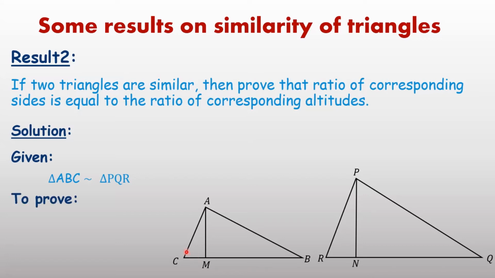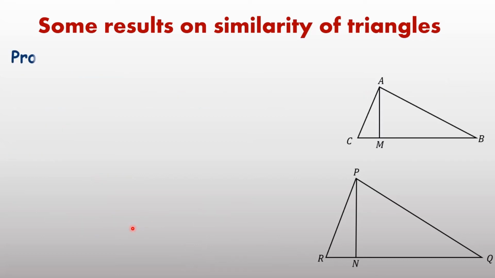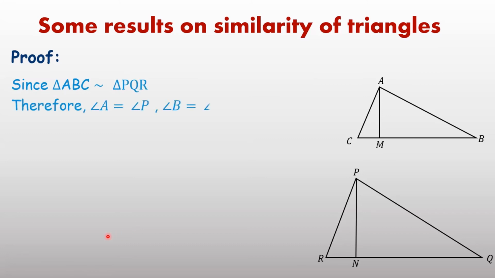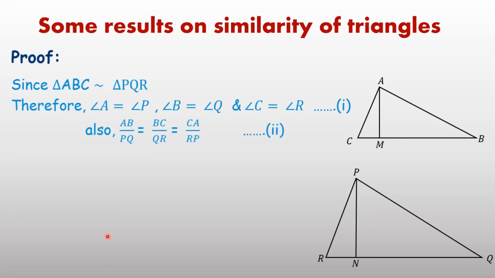Again, given part, both triangles are similar. We have to prove ratio of sides is same as ratio of altitudes. Now proof. Since triangle ABC is similar to PQR, therefore corresponding angles are equal and ratio of corresponding sides are same. First, second equation already found. Now, again, like previous theorem, take ABM and PQN and try to prove similar.